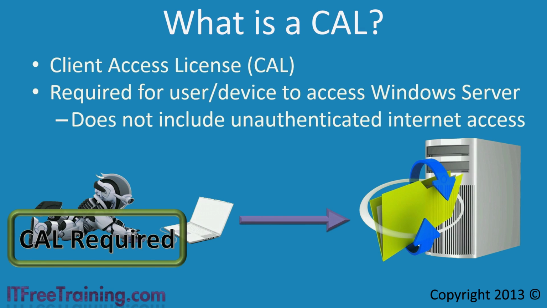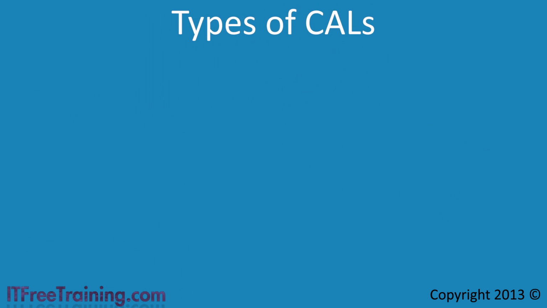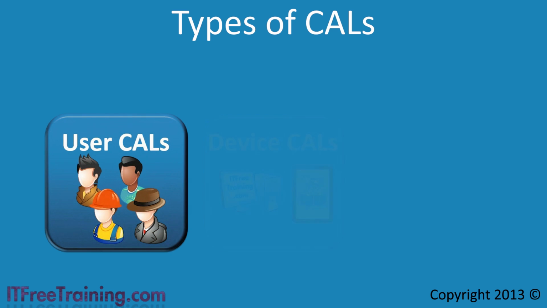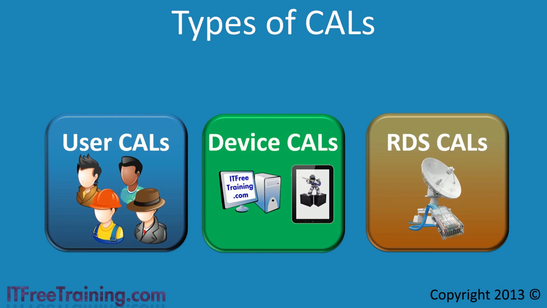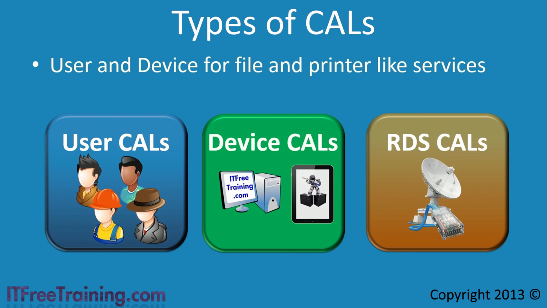the Windows Server. Depending on how you are accessing Windows Server 2012, there are 3 different types of CALs available. These are User, Device, and Remote Desktop Services CALs. If you are accessing the file server for general use, for example for file and printing-like services, you need to use a User or Device CAL. In a moment we will see the difference between the two.